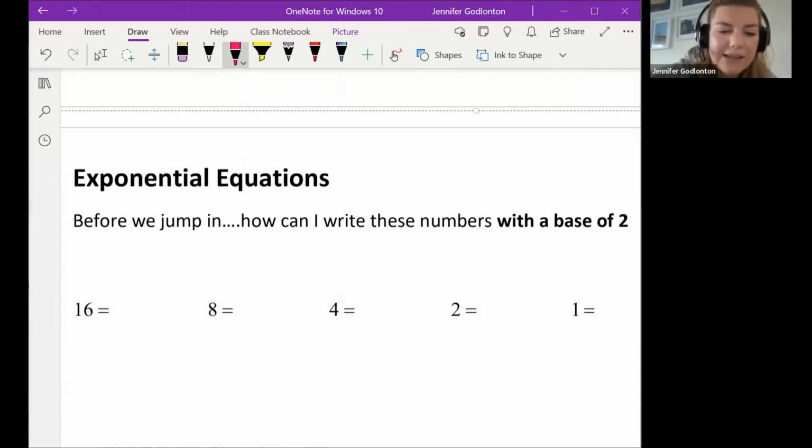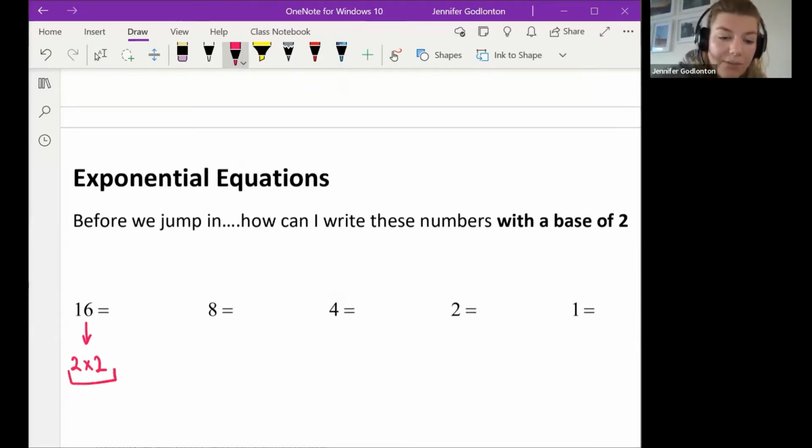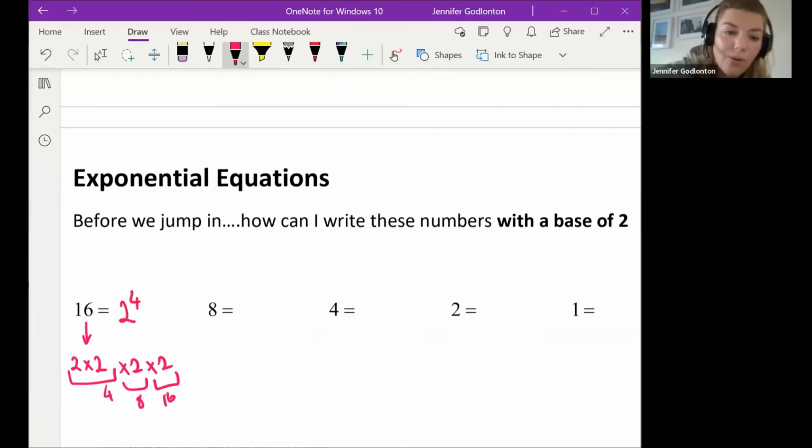So what I mean by that is I could write 16 as 2 times 2, that's 4, okay? That would give me 4, times 2, that would give me 8, times 2, that gives me 16, okay? So there are 4 2's. So I could write that as a base of 2 with a power of 4.